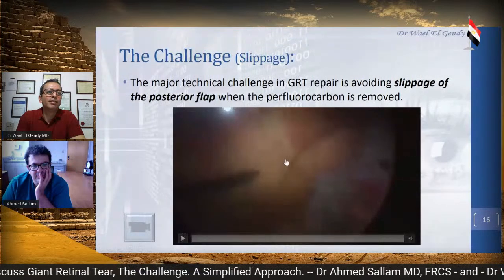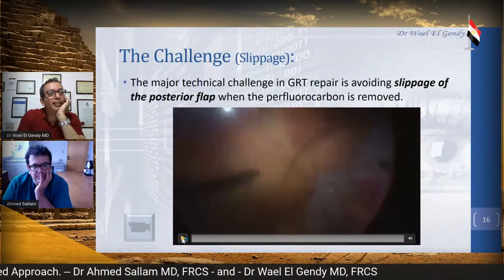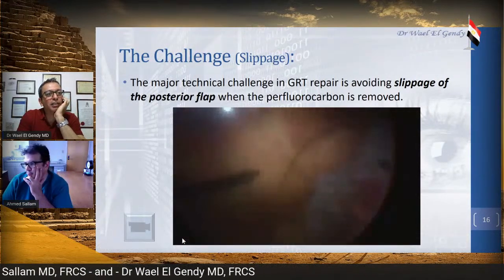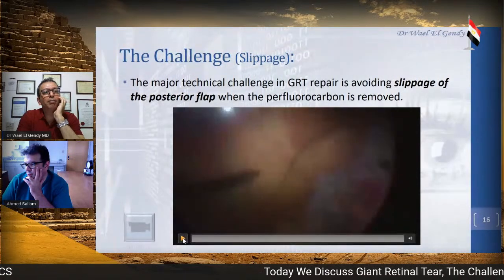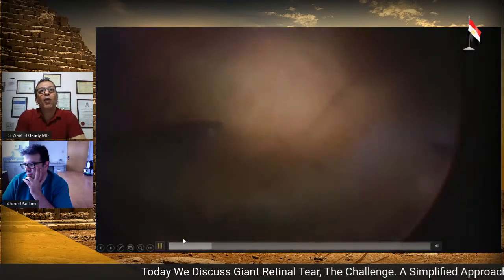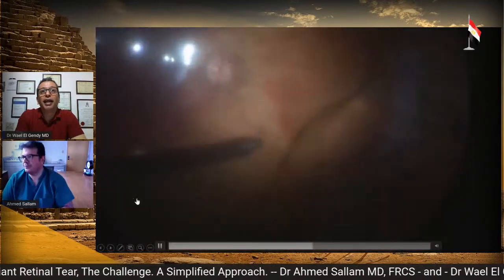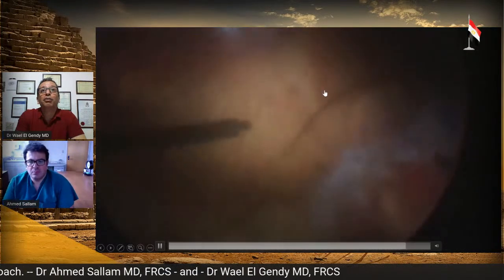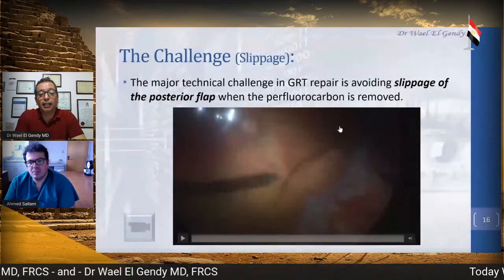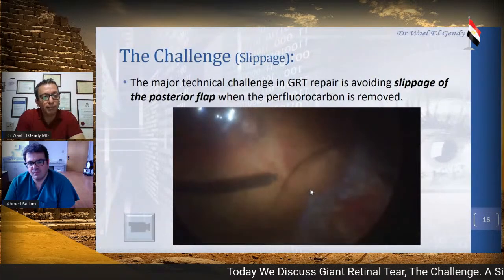Okay, so slippage. Now we're done with the horns, and now we're talking about the slippage. So let me show you this video of slippage. While you are removing the perfluorocarbon, this is what you get. The retina slips down. You get a slippage in the retina. Dr. Ahmed, why is slippage a problem?